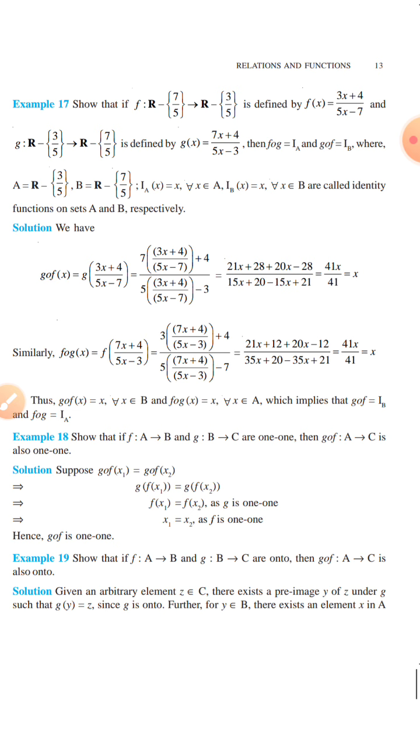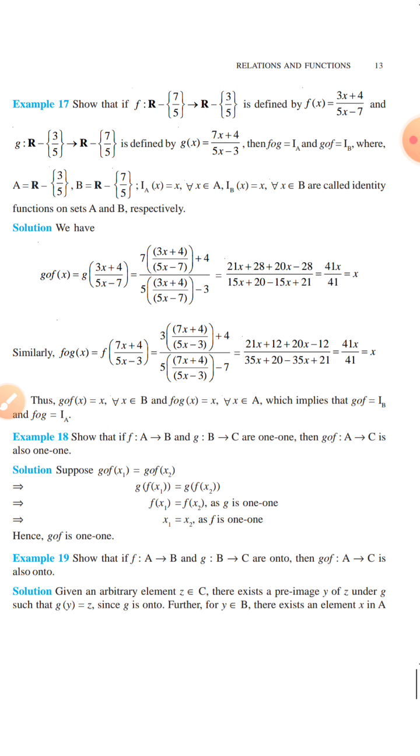So, yesterday we already talked about the composition of two functions, and some questions were already discussed. Today we are going to discuss some theorem and then invertible function.